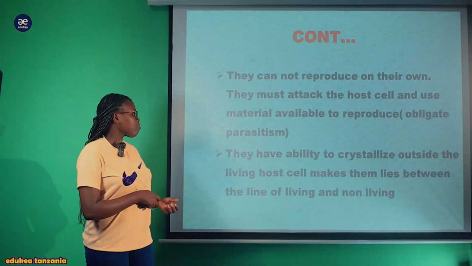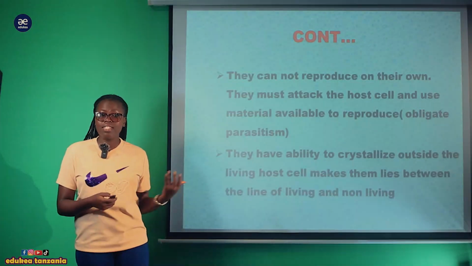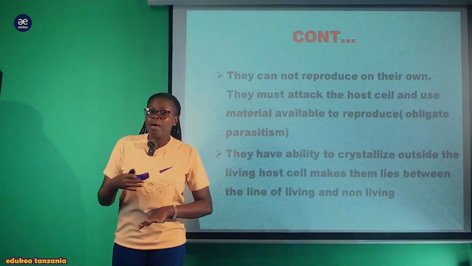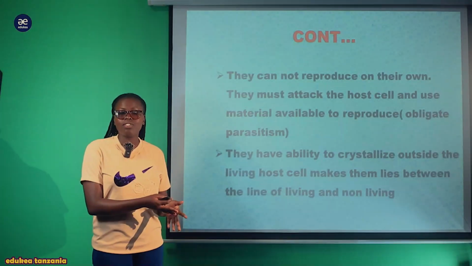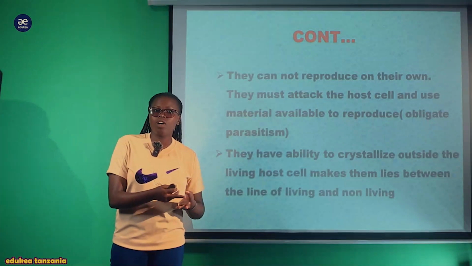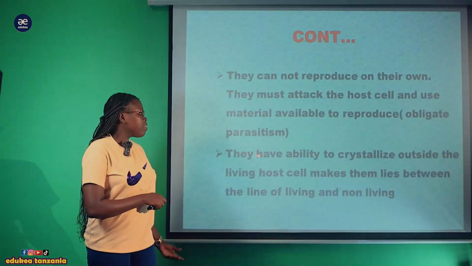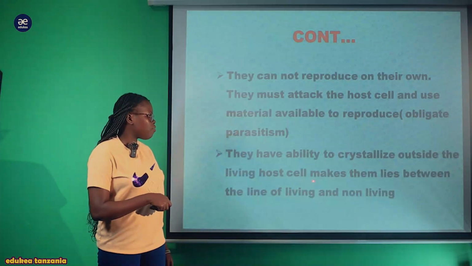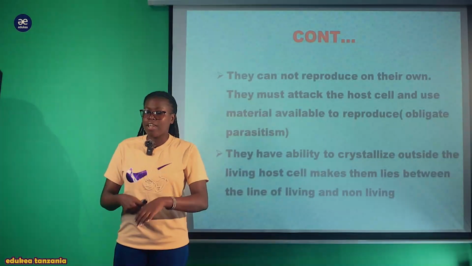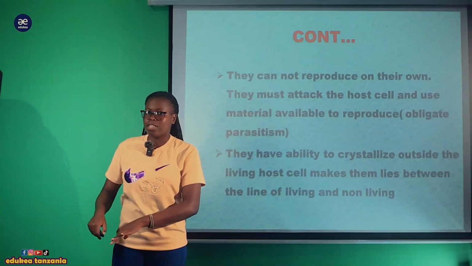Now, they use obligate parasitism, meaning that this is a form of relationship whereby the parasite depends on the host to complete its life cycle, meaning that it cannot complete its life cycle without the host, or it cannot live without the host. Also, they have the ability to crystallize outside the host cell. So when viruses are outside the host cell, outside the body of any living thing, they can crystallize.